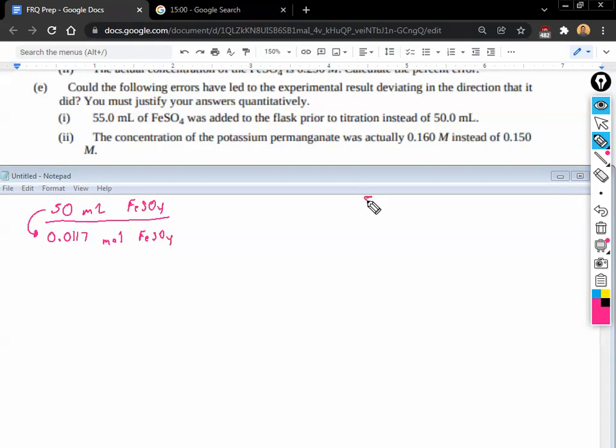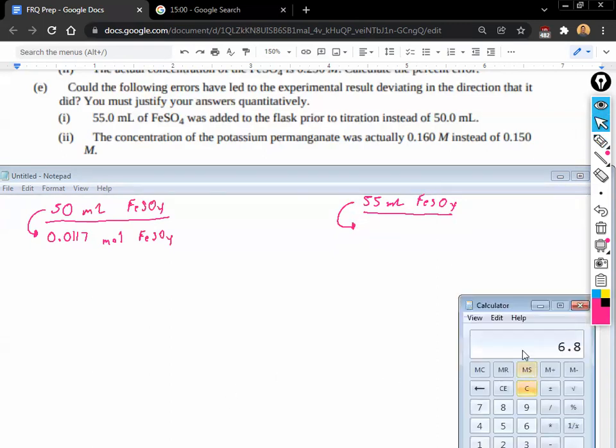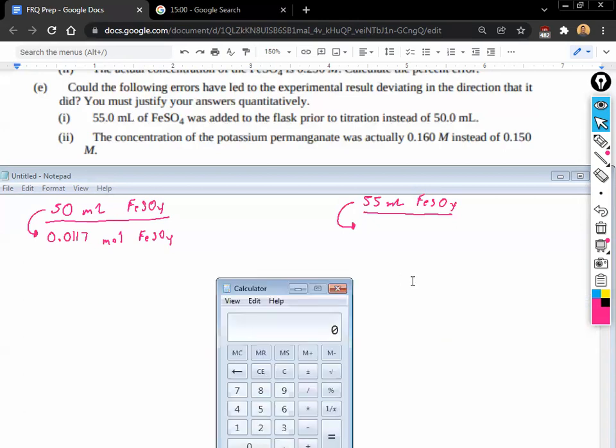However, if we had 55 milliliters of FeSO4, we can calculate how many moles we had of that. So take your calculator, see if you can figure out how many moles of FeSO4 you would have if you had 55 milliliters.